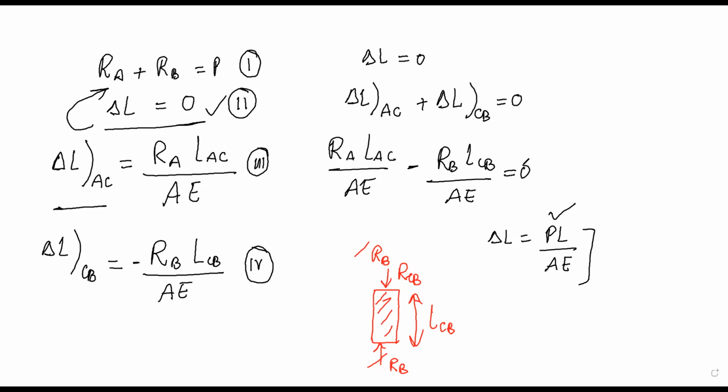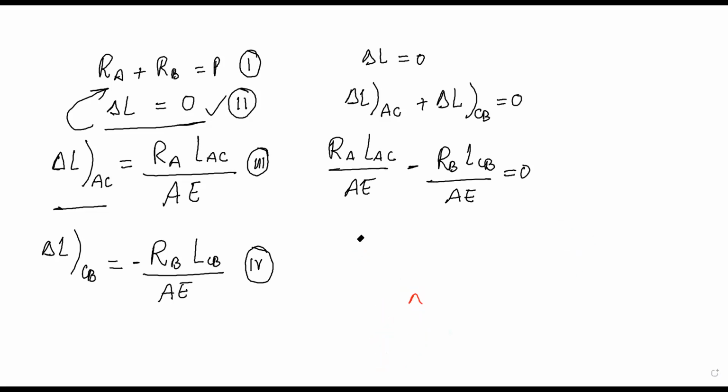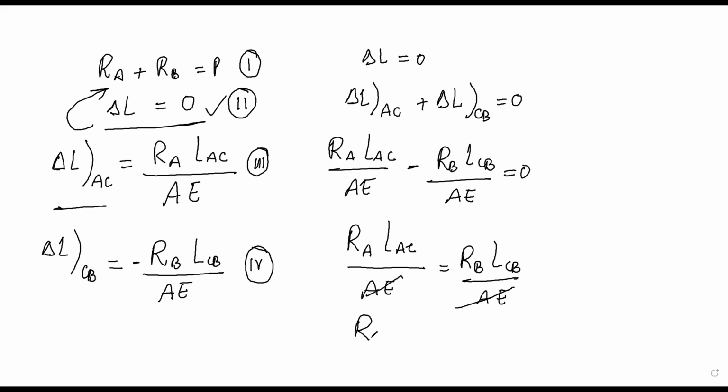Therefore we can write RA LAC divided by AE is equal to RB LCB divided by AE. AE goes. Therefore, RA is equal to RB multiplied by LCB divided by LAC. I will call this equation 5.